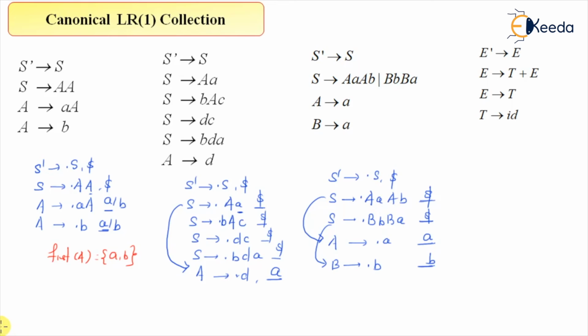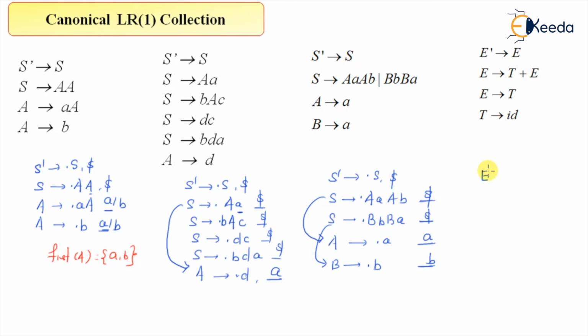I hope you are getting used to this calculation of LR1 items, and next we will talk about the LR1 collection. After the dot we are doing some closure operation, and we look at what symbol is present over there. So let's see the last example.